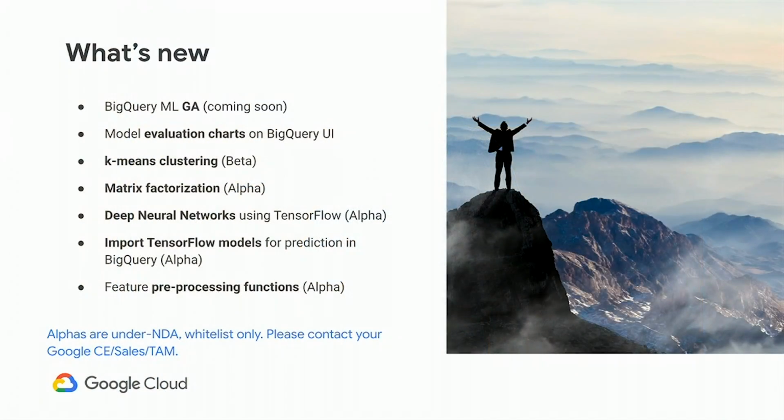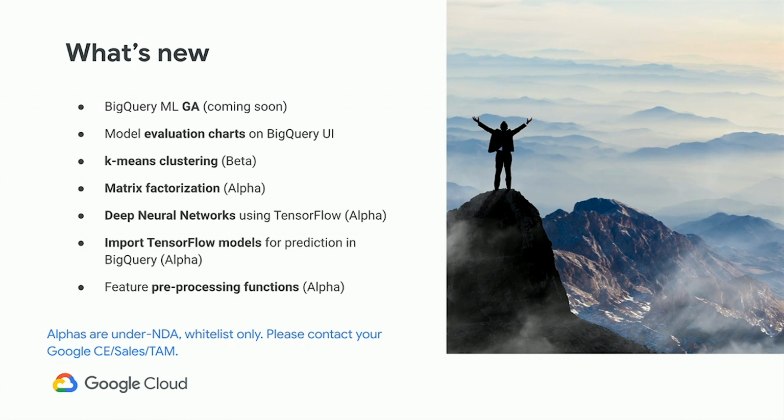And what we are announcing today is BigQuery ML is going to be GA. It's coming very soon. We have added evaluation charts for classification models right on the BigQuery UI. I'll go through some of these pretty soon. If you wanted to do customer segmentation on your BigQuery data, Kmeans clustering is available in a public beta today.